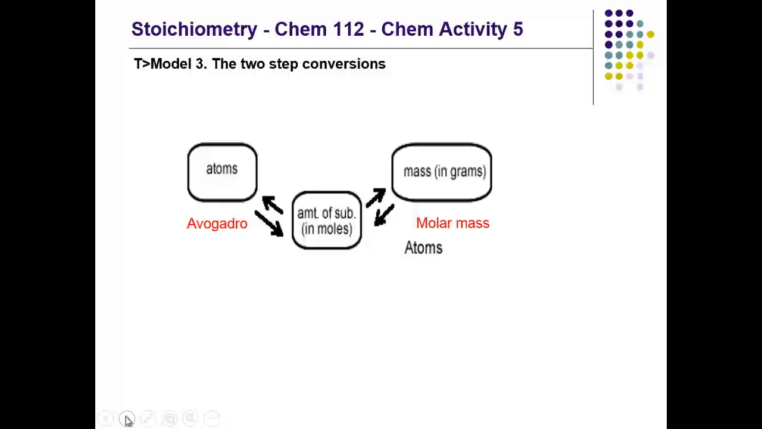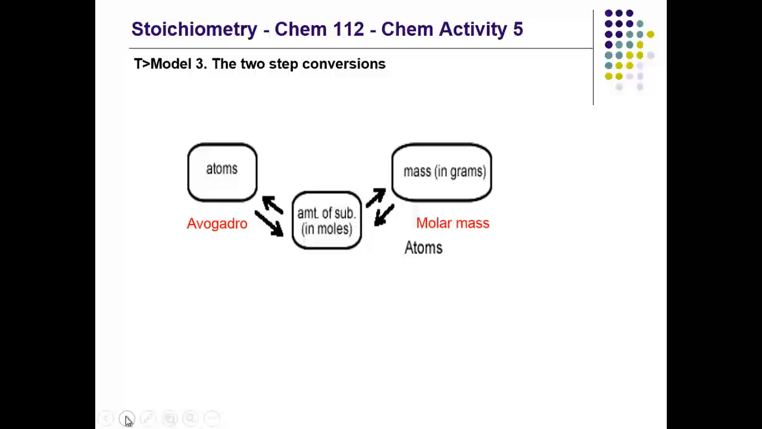Now in this chart, I've got that word atoms. It will become more apparent in chem activity 6 why we've included that number, because this chart is going to expand. And you'll see that we'll be working at the level of atoms. We'll also be working at the level of molecules. So right now, it's number of atoms, the amount of substance of those atoms in moles, and then finally the mass in grams of that particular element whose tiniest particles are atoms.